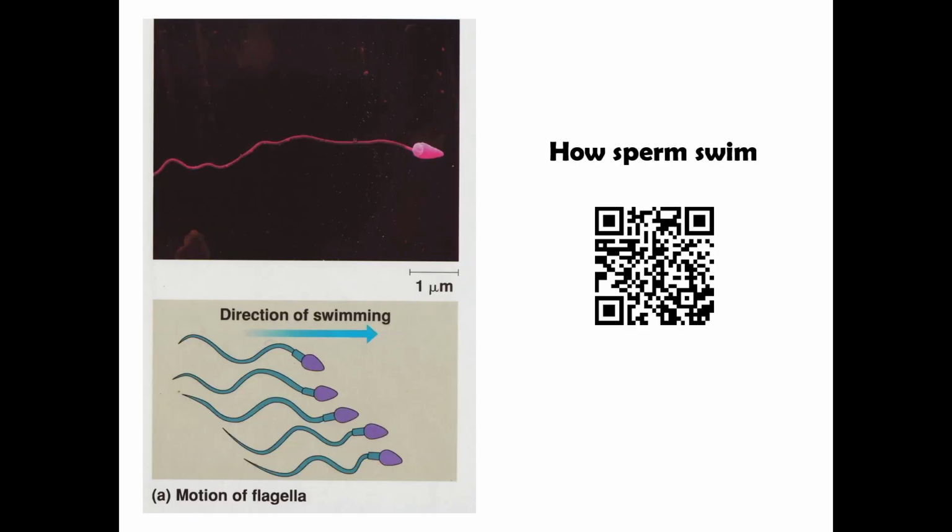So I'm going to show you guys a video on the next slide talking about how sperm swim. Before we do that, though, I want to talk about the different parts of the sperm here. This is the head of the sperm. The head of the sperm contains DNA, but also enzymes that will help it get into the egg.